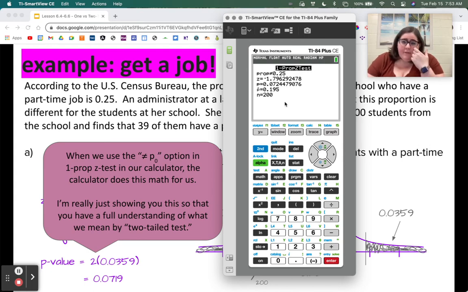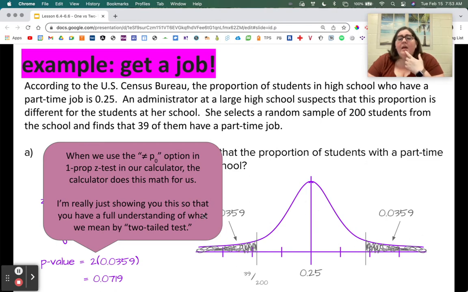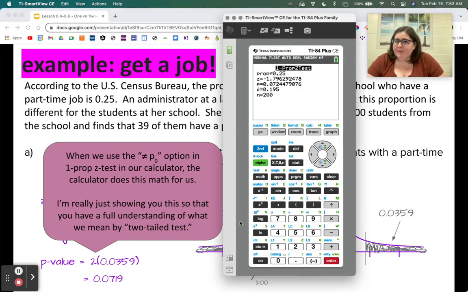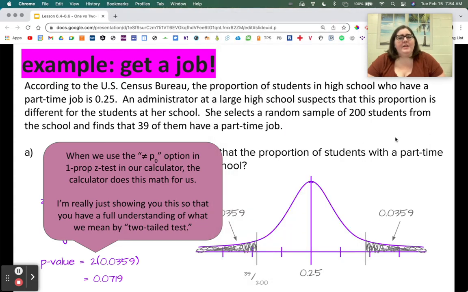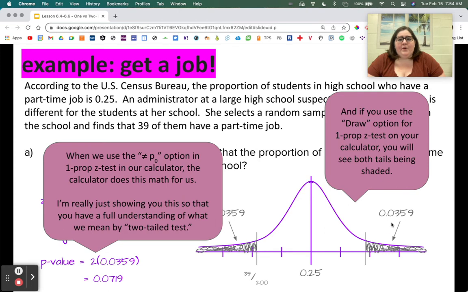The calculator knows how to do all of that, but it's good to know what's happening in the background and why, in a two-sided or two-tailed test, the p-values typically are bigger and it's harder to reject the null in that situation. I also want to show you, this is a really good visual if it helps you to see what's happening. I always suggest this: use the draw option on your calculator. It shows you those two tails being shaded, so it's a good reminder, and it still gives you the z-score and p-value that we need. So I always advocate for using the draw option. It still gives you everything you need, but we also see visually what's being shaded, which I said right here.